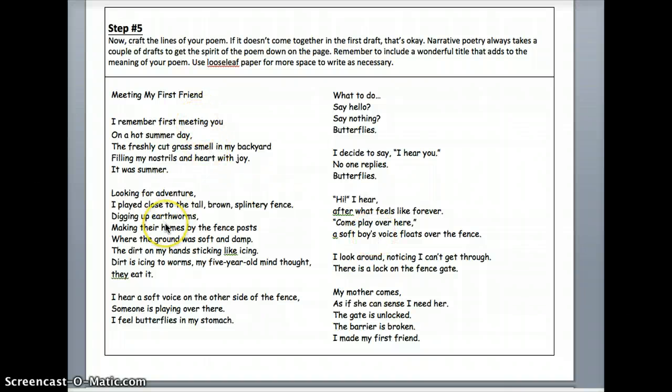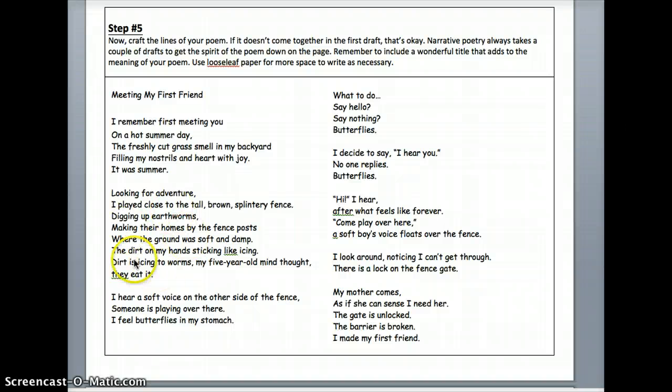So in the second stanza, looking for adventure, I played close to the tall, brown, splintery fence, digging up earthworms, making their homes by the fence posts where the ground was soft and damp. The dirt on my hands sticking like icing. Dirt is icing to worms, my 5-year-old mind thought.